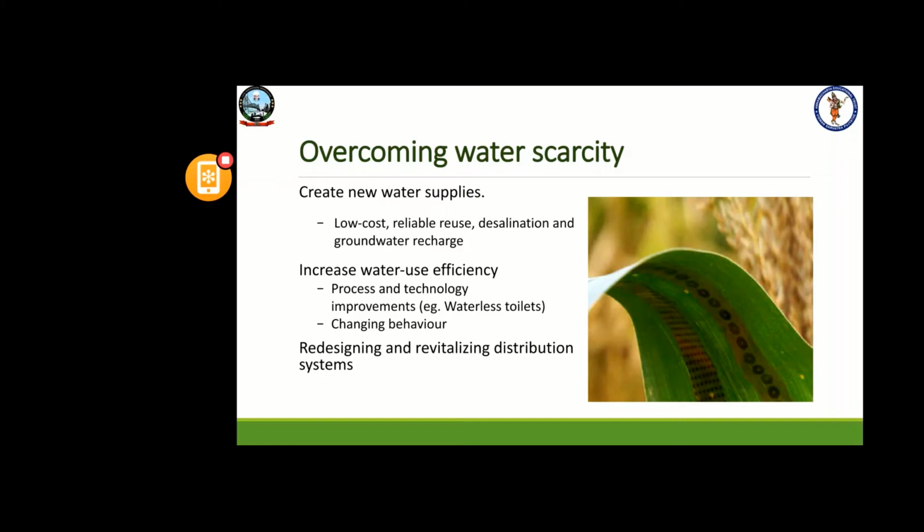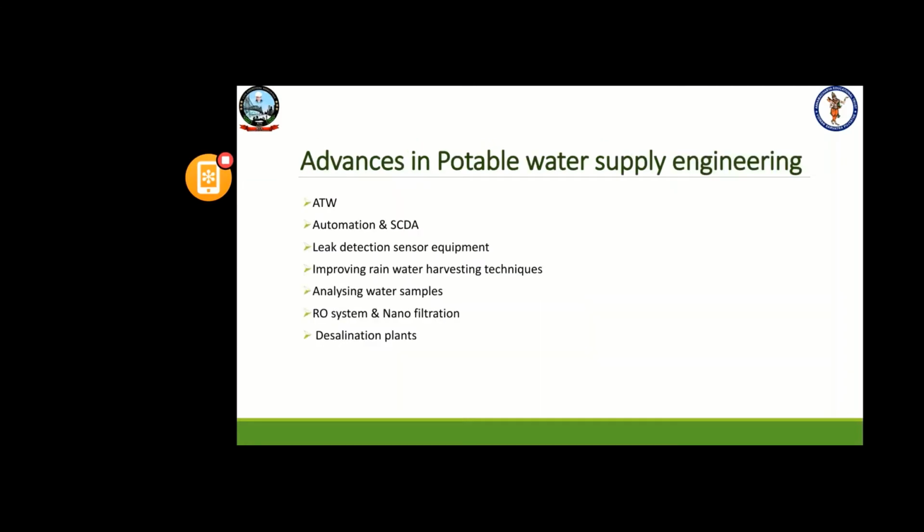Redesigning and revitalizing distribution systems. There are many problems in distribution systems, so you can adopt an intermittent water supply system or a continuous water supply system. Both systems have their own advantages and disadvantages. So we'll see what the advances are in potable water supply engineering.